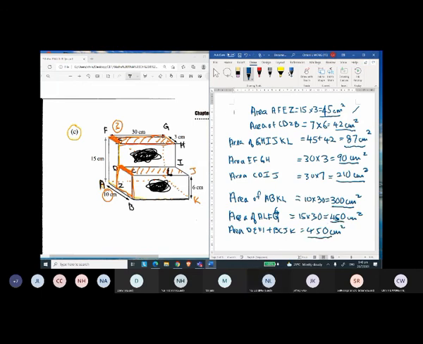Okay, all you need to do right now is take out your calculator to get the total area, and then we can go home already. Total area. Can you add up all together? 45 plus 42 plus 87 plus 90 plus 210 plus 300 plus 450 plus 450. You have the total answer. 6, 7, 4.